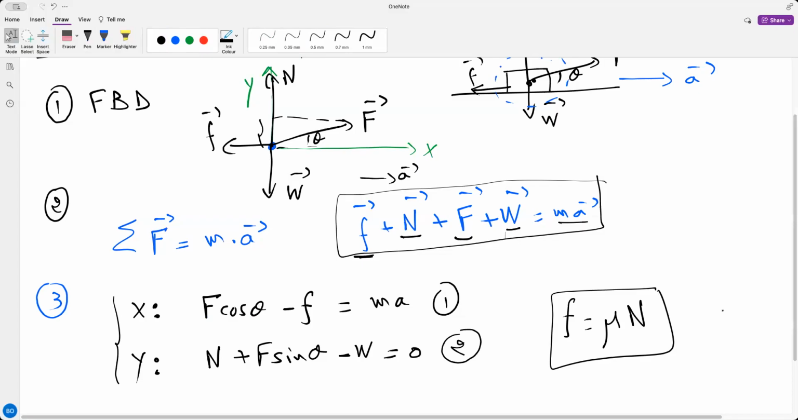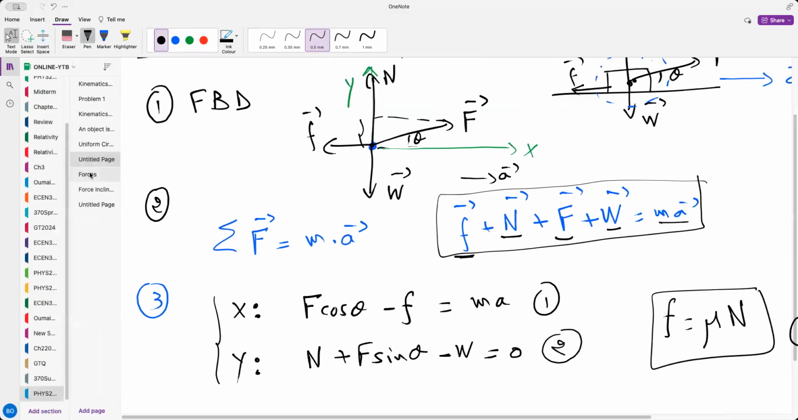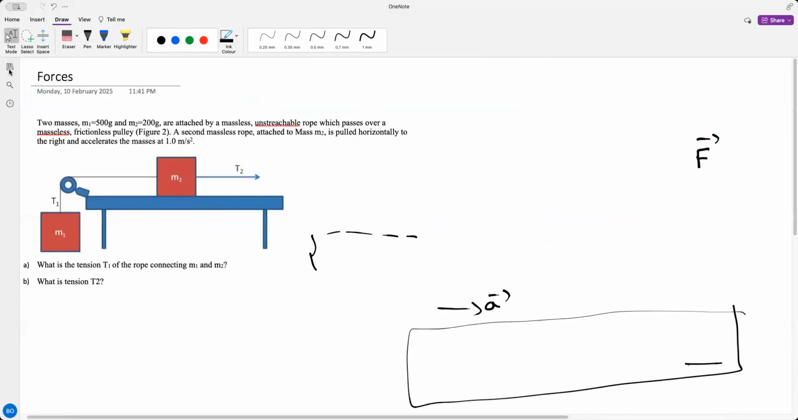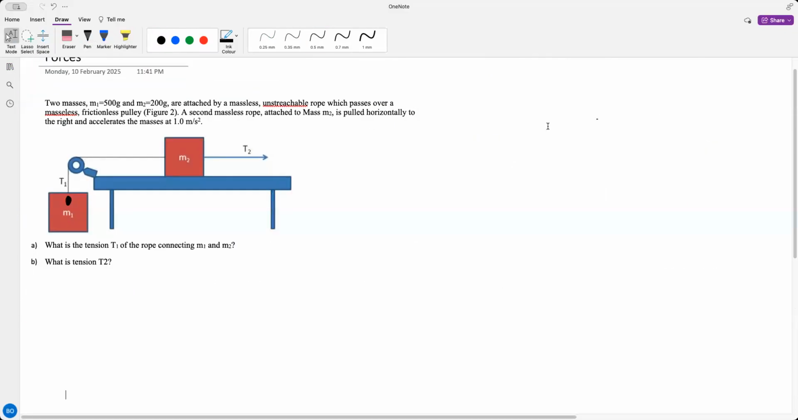So now you have 3 equations, and then you can solve your problem. So let's give some examples. Let's look at this problem. In this problem, we have 2 objects, mass m1 and m2. They are attached by a rope that has no mass, and the rope goes through a pulley which also has no mass.